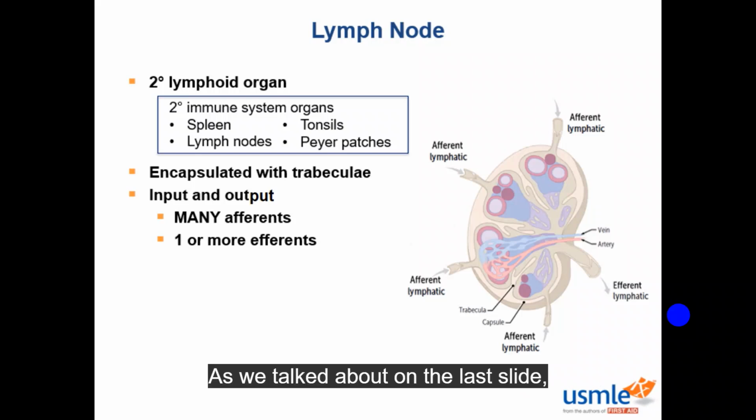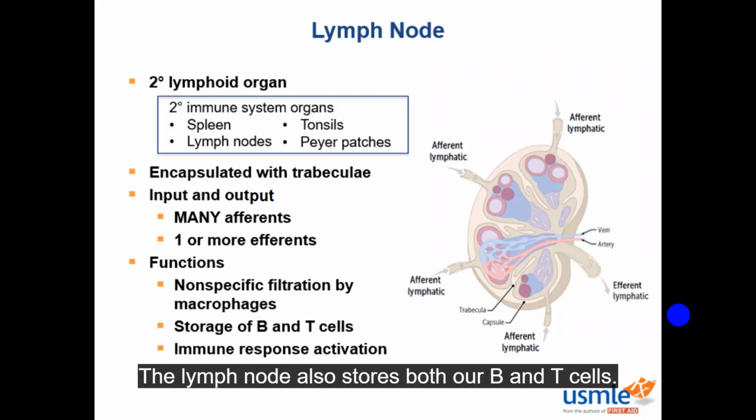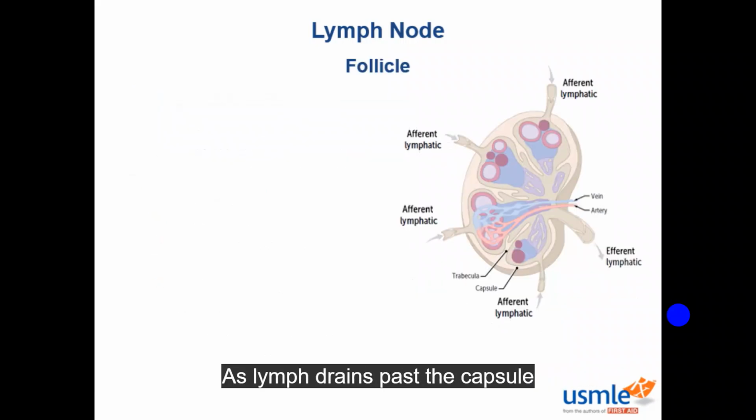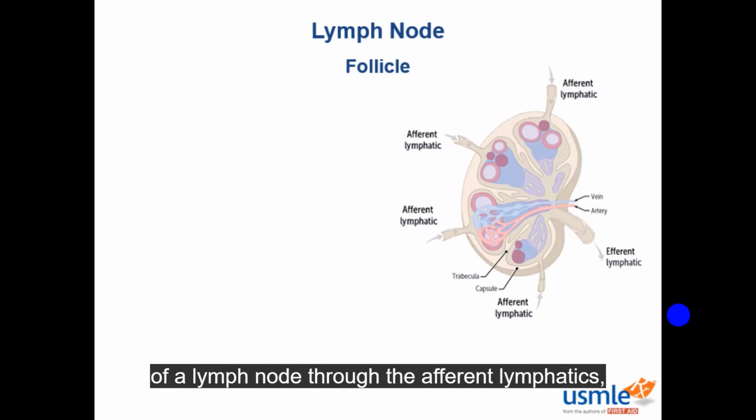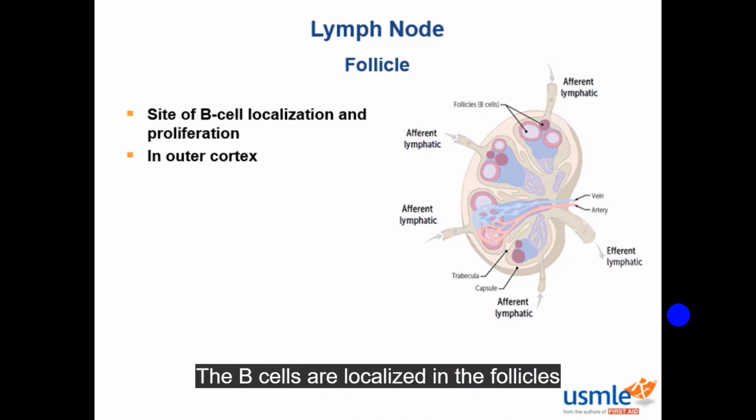As we talked about on the last slide, the lymph node has macrophages, part of our innate immunity, so they function for nonspecific filtration of antigens. The lymph node also stores both our B and T cells, and if it has to, it can activate the immune response. As lymph drains past the capsule of a lymph node through the afferent lymphatics, the first thing it encounters are follicles within the cortex. The B cells are localized in the follicles, and they proliferate in the outer cortex.